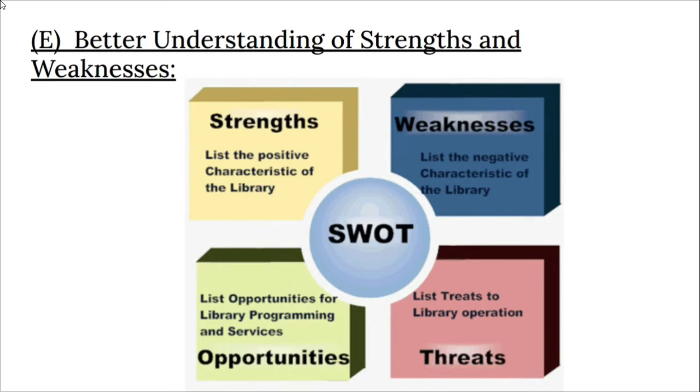So there is a table like SWOT analysis. SWOT analysis says that every human should evaluate themselves for their own strengths, weaknesses, opportunities and threats. Strength lists out the positive characteristics of the individual. Weakness lists out the negative characteristics. Opportunities lists out the opportunities for their programming and services. Threats lists out the threats to their operations. So this is how SWOT analysis should be made in their own selves.